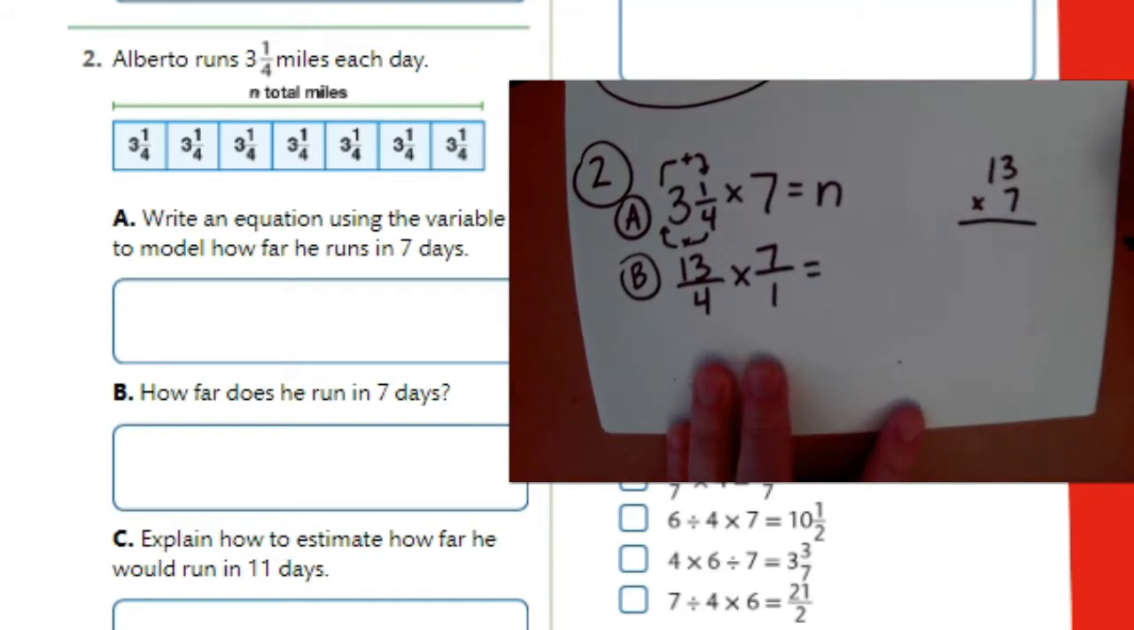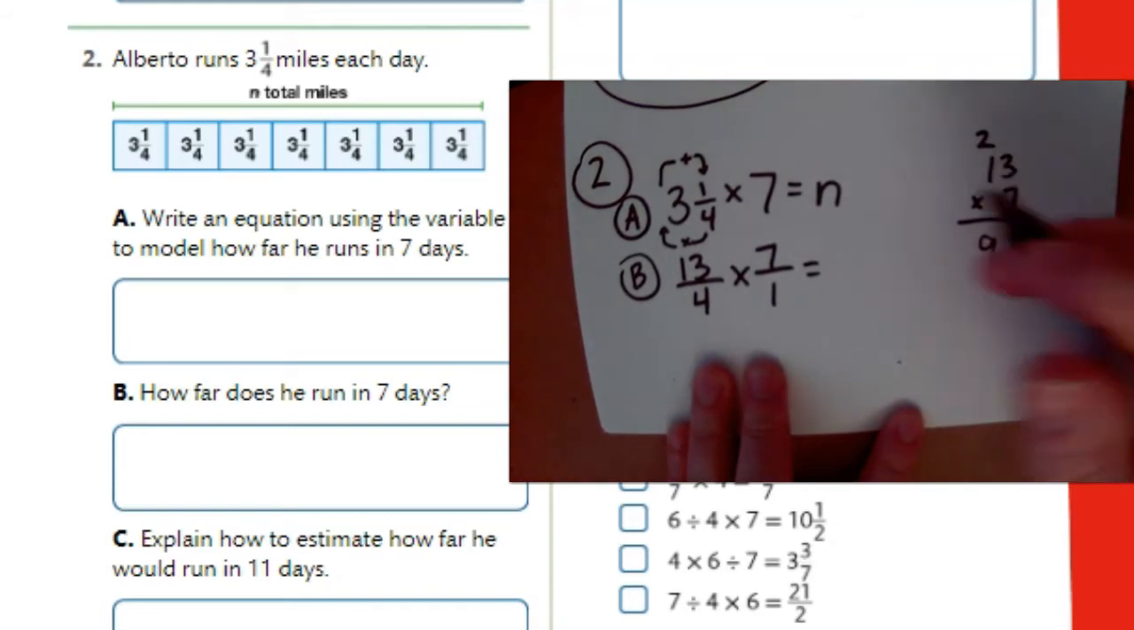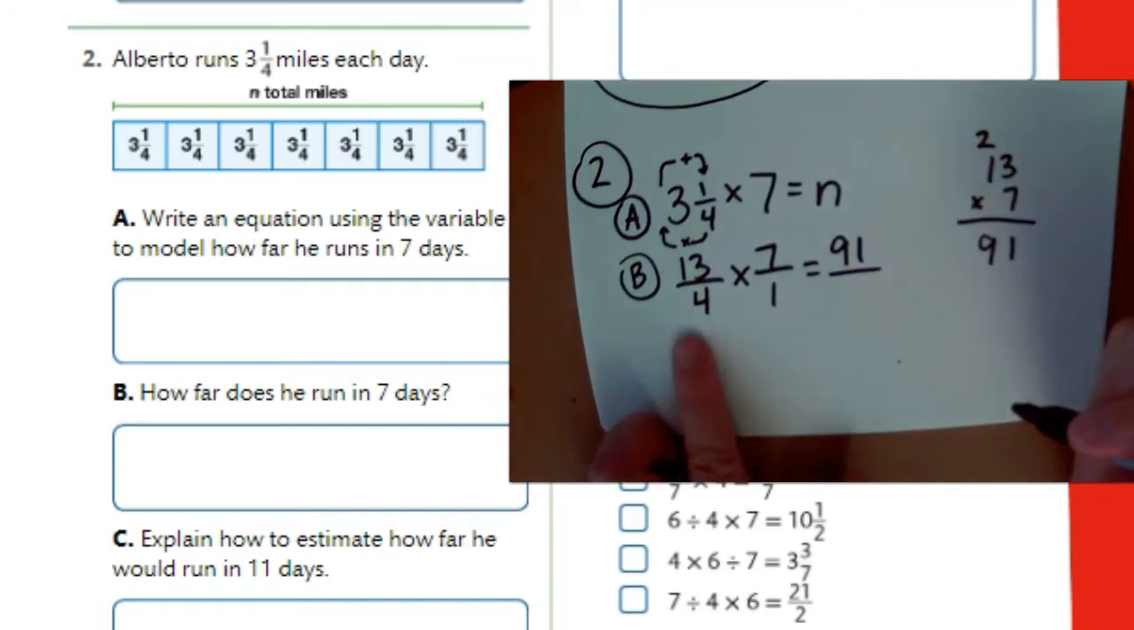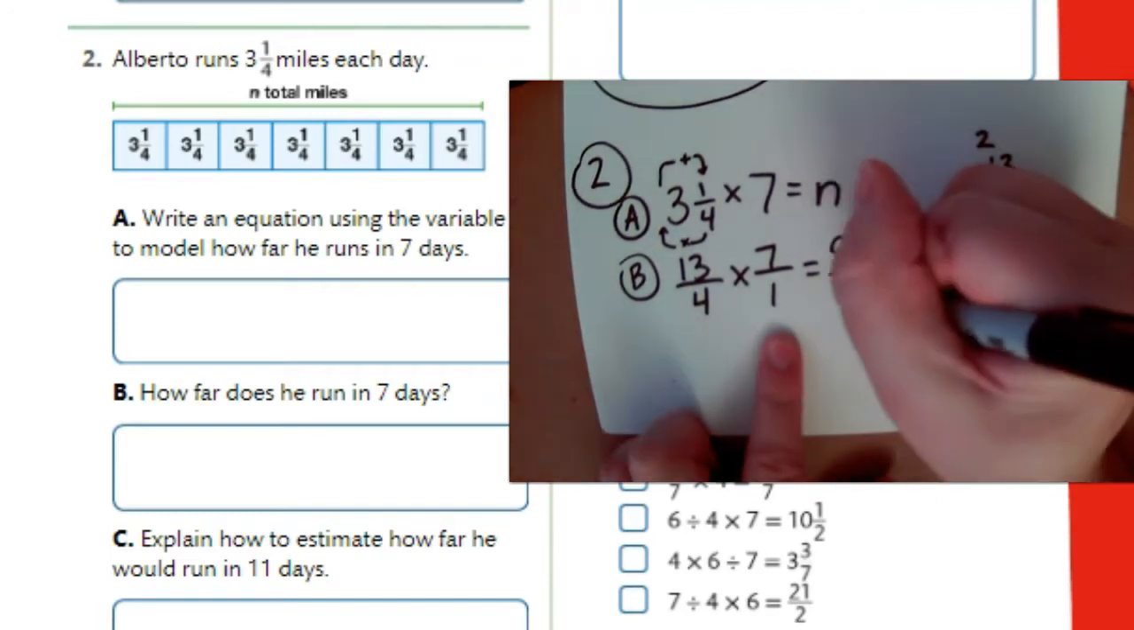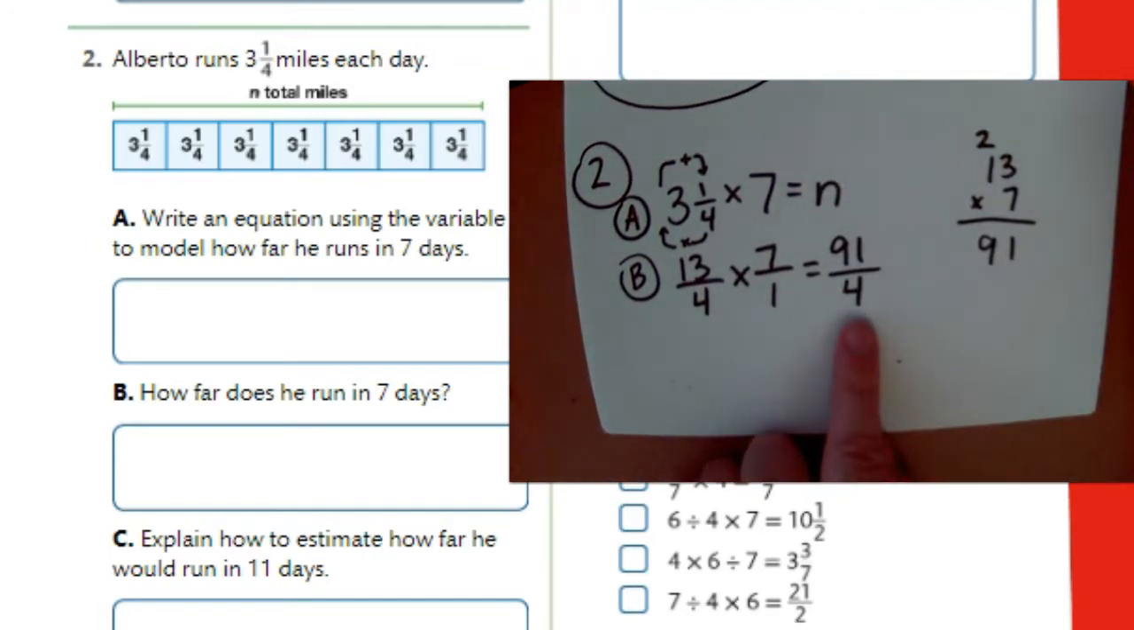We can always do math if we need to. 3 times 7 is 21, and 7 times 1 is 7, plus 2 is 9. We get 91. That's 91. And then 4 times 1, well, I do know that one. That's 4. Improper fraction right here: 91 fourths.